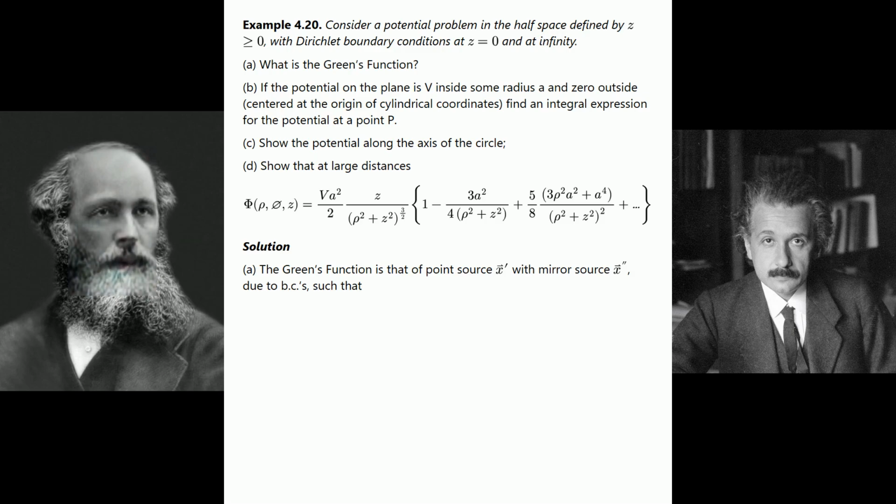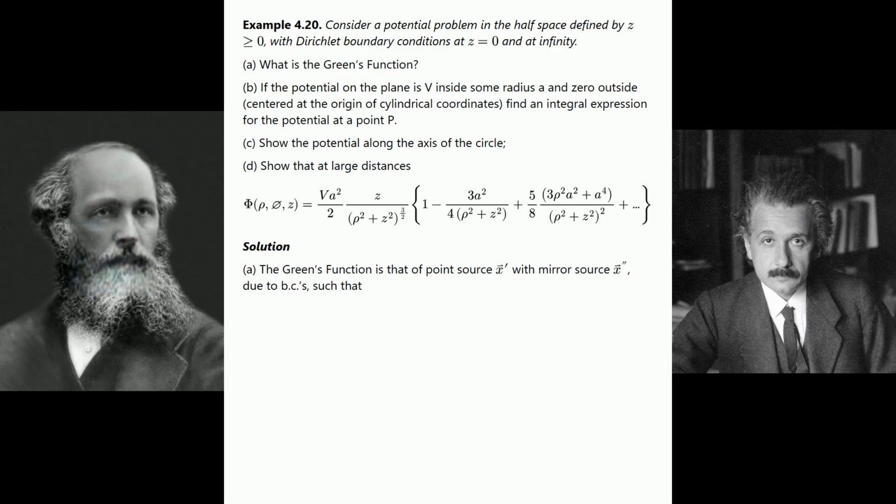Example 4.20. Consider a potential problem in the half-space defined by z greater than or equal to 0, with Dirichlet boundary conditions at z equals 0 and at infinity. A. What is the Green's function? B. If the potential on the plane is V inside some radius a, and 0 outside, centered at the origin of cylindrical coordinates, find an integral expression for the potential at a point P. C. Show the potential along the axis of the circle. D. Show that at large distances.